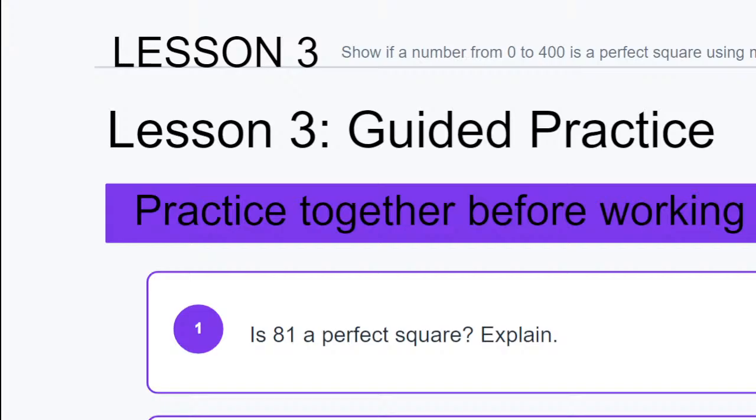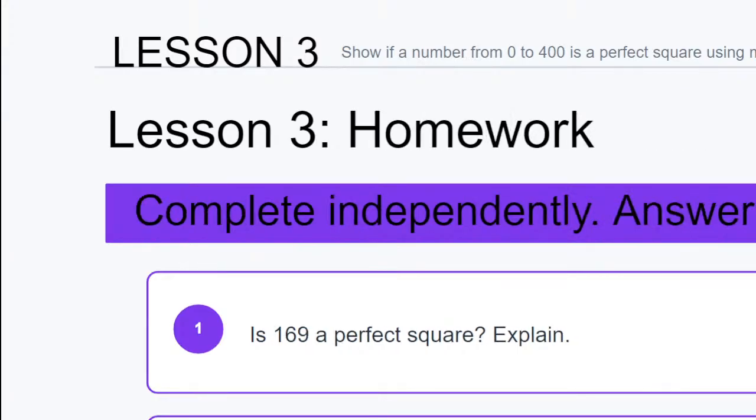Let's practice. This is the homework. Okay, number 1, is 169 a perfect square? Explain. Number 2, is 180 a perfect square? Use nearby squares. Number 3, is 324 a perfect square? Give the square root. Number 4, is 399 a perfect square? Explain.